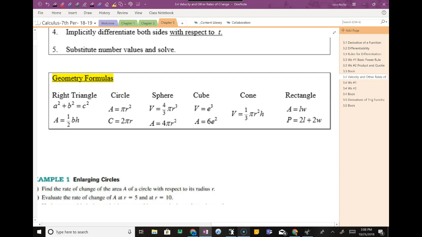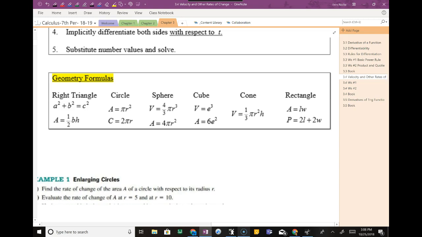I would write down the ones that you don't know. I think that you know all of the right triangle stuff. If we're analyzing a right triangle, we have the Pythagorean identity: a squared plus b squared equals c squared. The area of a triangle is 1/2 times the base times the height. You should know that. If you're working with a circle, the area of a circle is pi r squared. If we're working with the circumference of a circle, the equation is 2 pi r.